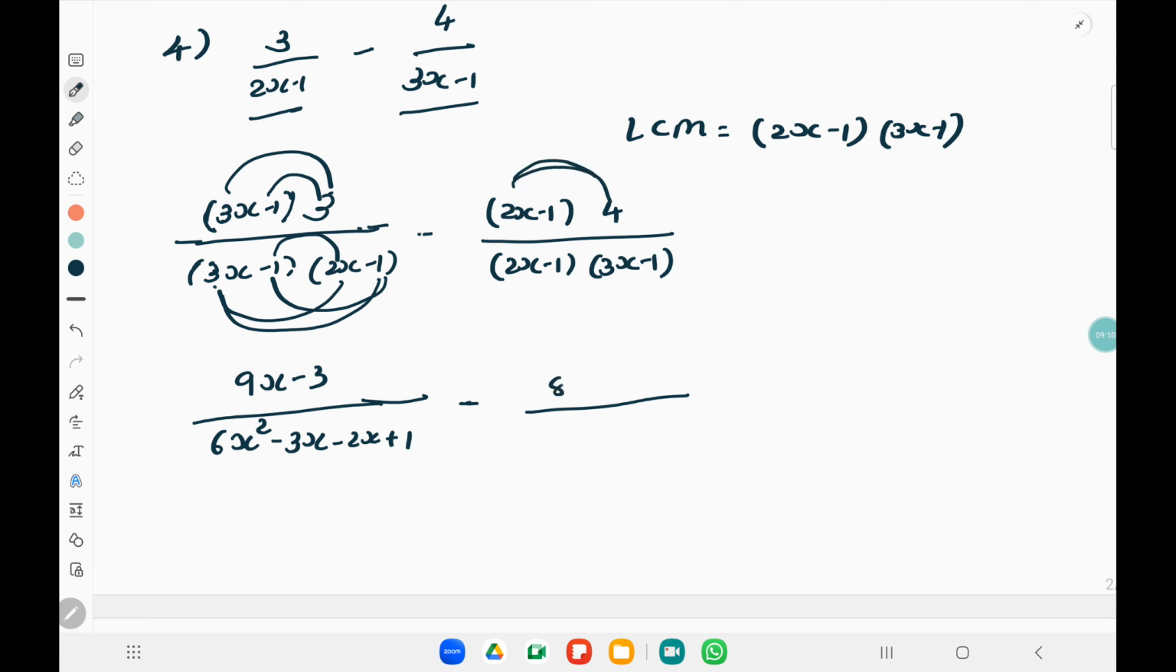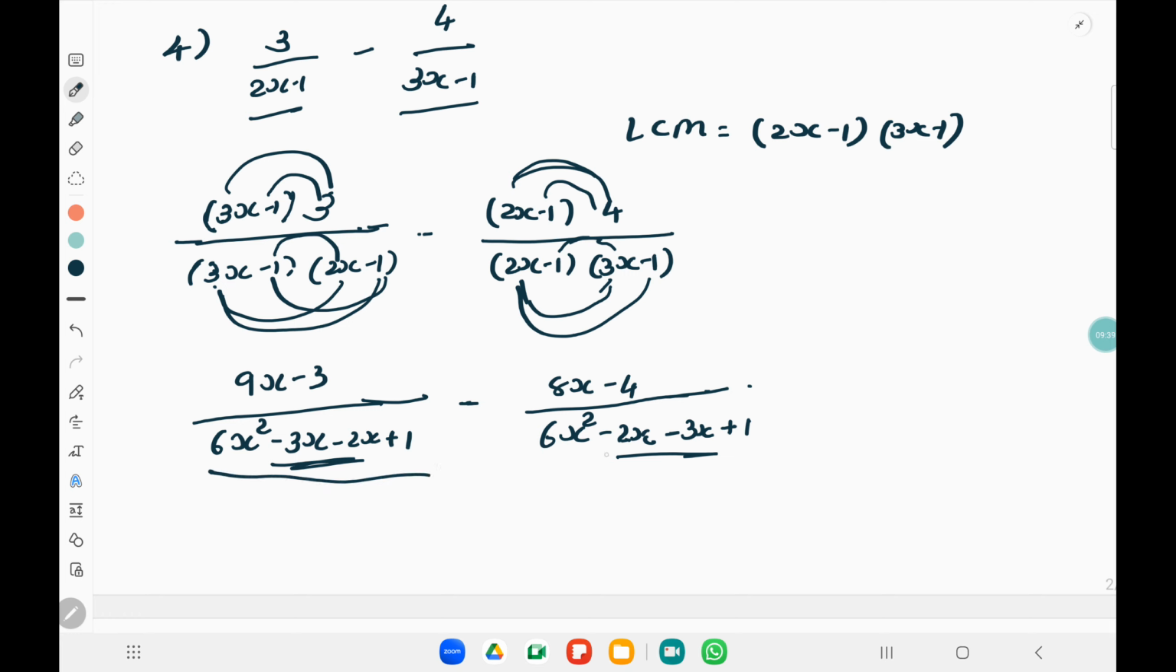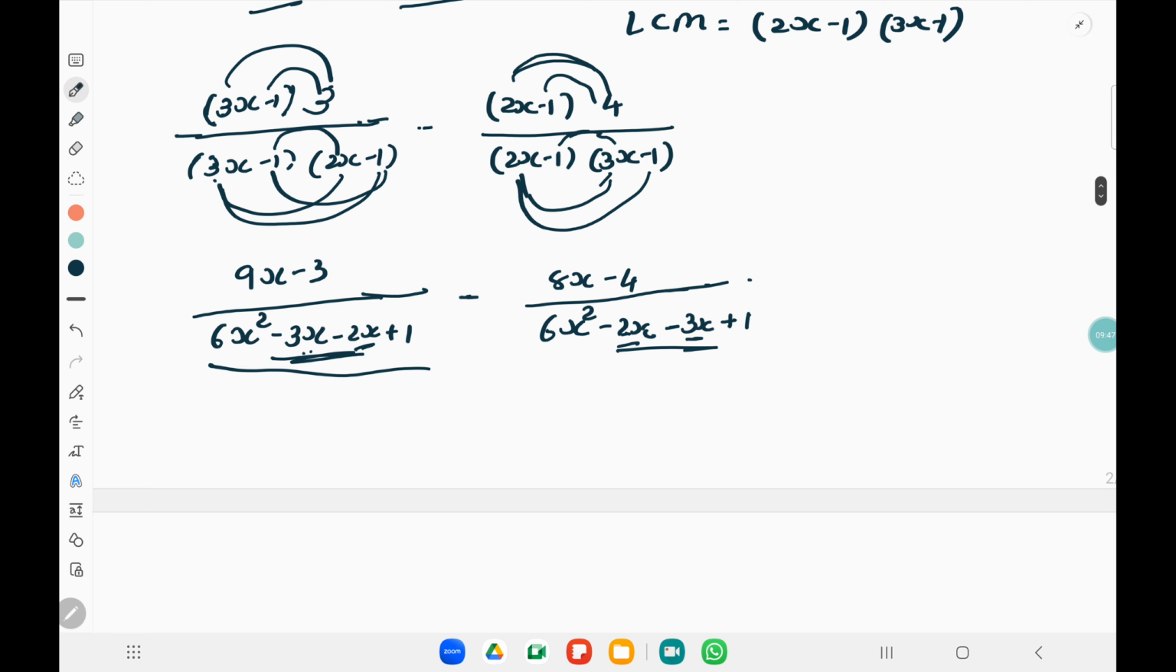Take away, expand this one. 2x times 4, 8x, minus 1 times 4, minus 4, 2x times 3x, which is 6x square, 2x times minus 1, minus 2x, minus 1 times 3x, minus 3x, and minus 1 times minus 1, plus 1. Okay, here only the order is different, otherwise the same denominator. Just here minus 3x first, here back, and here minus 2x back, here front. So that is the same like term.